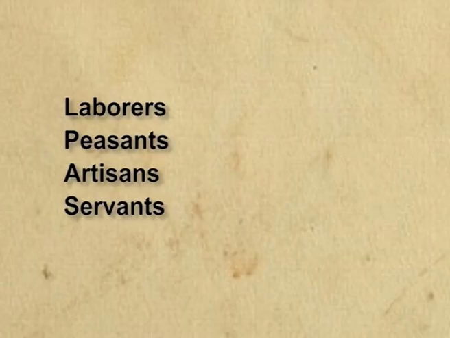Then there were Shudras, the lowest of the four Varnas. They are laborers, peasants, artisans and servants. Shudras were believed to not have any special abilities and were considered only capable of serving as slaves to the upper three classes.